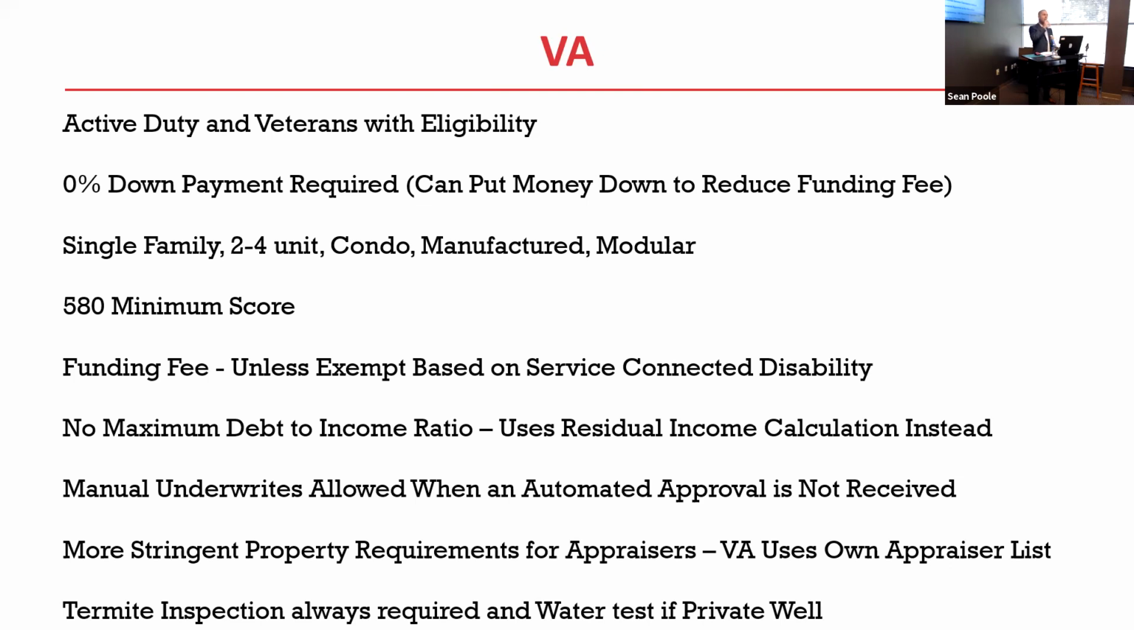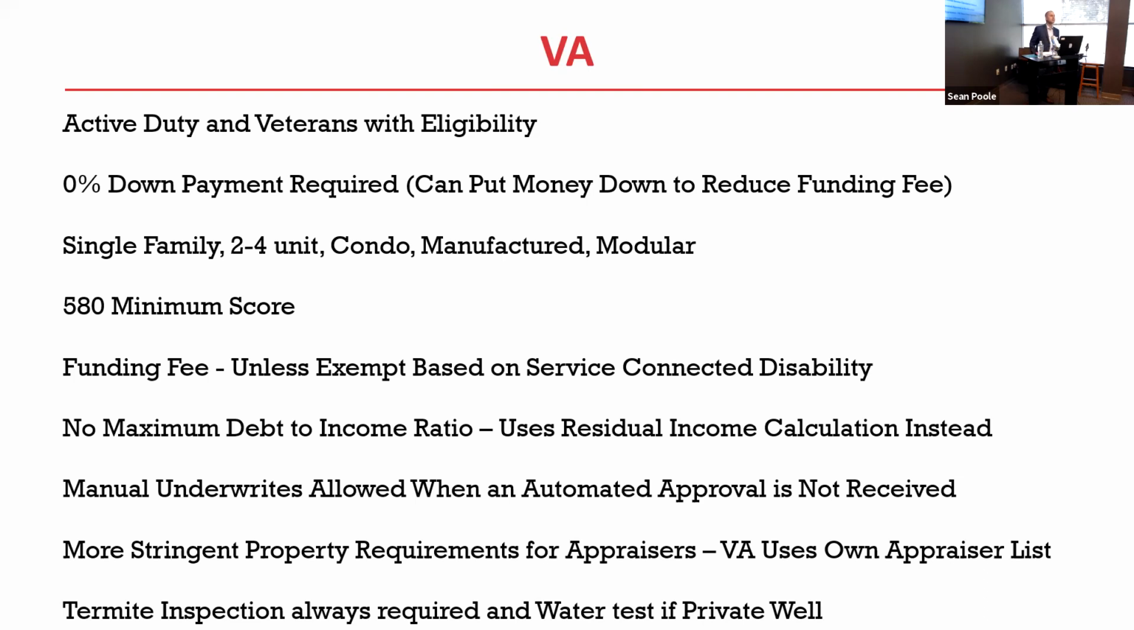Right. Okay. And so you say they also can be exempt from that if they have a disability. Yes. It's usually like 10% or more disabled with a service connected disability. It makes them exempt, but they usually know that coming into it, whether or not they are. Whenever we pull their certificate of eligibility, it'll tell us on there if they're exempt or not, and if they've used it before. So if they've used the VA eligibility before to buy a house, they're going to have a higher funding fee than someone using it for the first time. So those are going to vary as well.